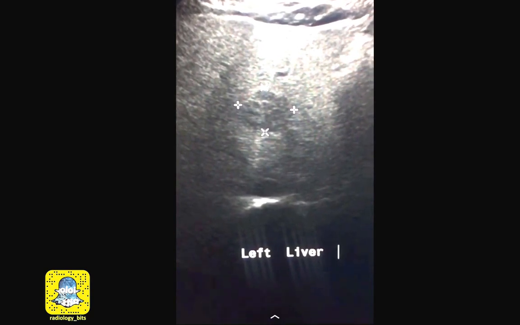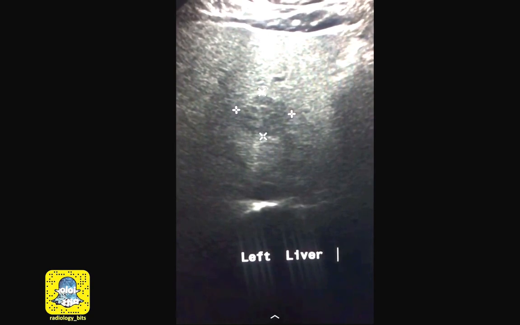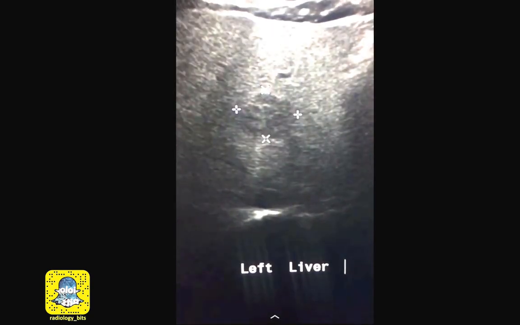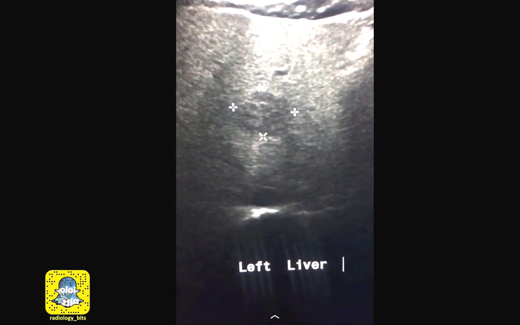Hello everybody. This is a neat case with good teaching points for both seniors and juniors. This is a hepatic ultrasound image of a 27-year-old male patient who presented with nonspecific lower abdominal pain.